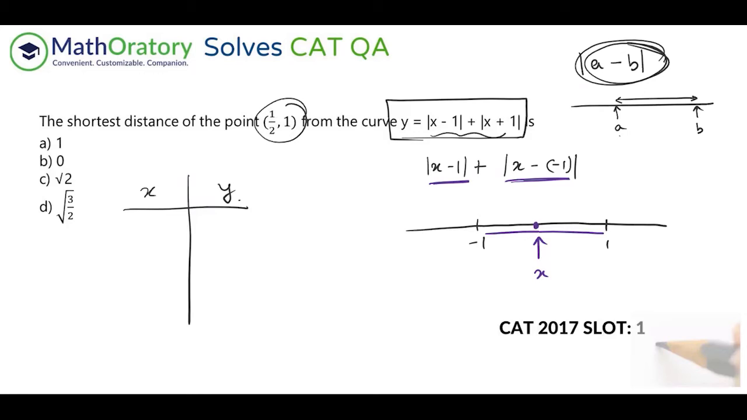So what does this tell us? See, this point lying between minus 1 and 1, where it lies, it is irrelevant now, right? Even if it lies here, it will be this distance plus this distance, effectively the distance between minus 1 and 1, right?